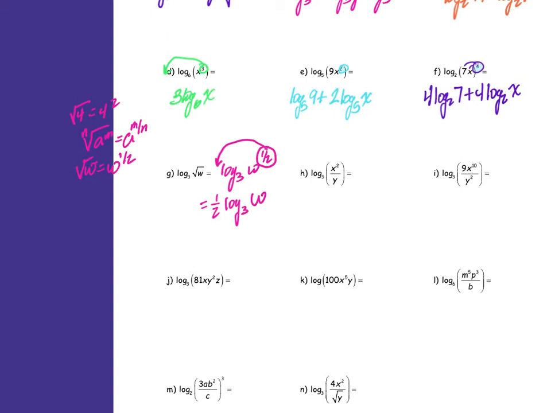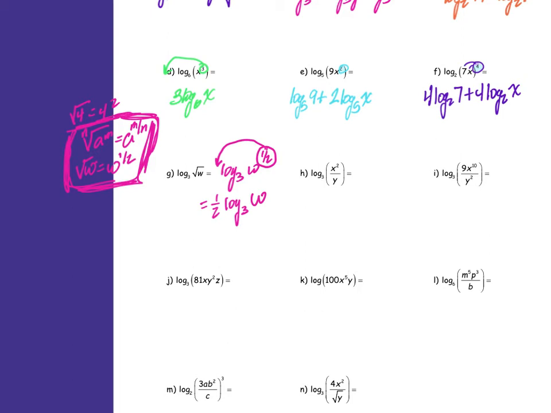So logarithms and square roots don't go together. I have to rewrite my square roots as an exponent. So write this rule down, circle it, whatever you need to do, so you know it. If you have a square root, you know what to do, okay?